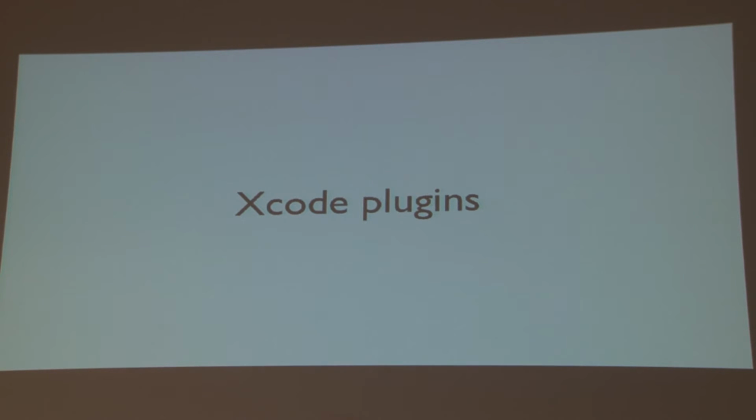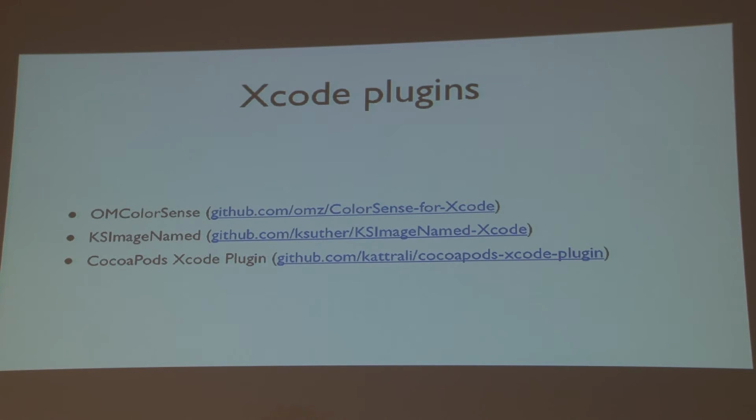These were just separate tools by themselves. Just to mention three of them, there is ColorSense. It shows you the color preview when you hover your mouse or the cursor over a UIColor or NSColor statement. It shows you the color picker and the color that's actually there. And it also gives you completion with color picker when you use NSColor or UIColor.